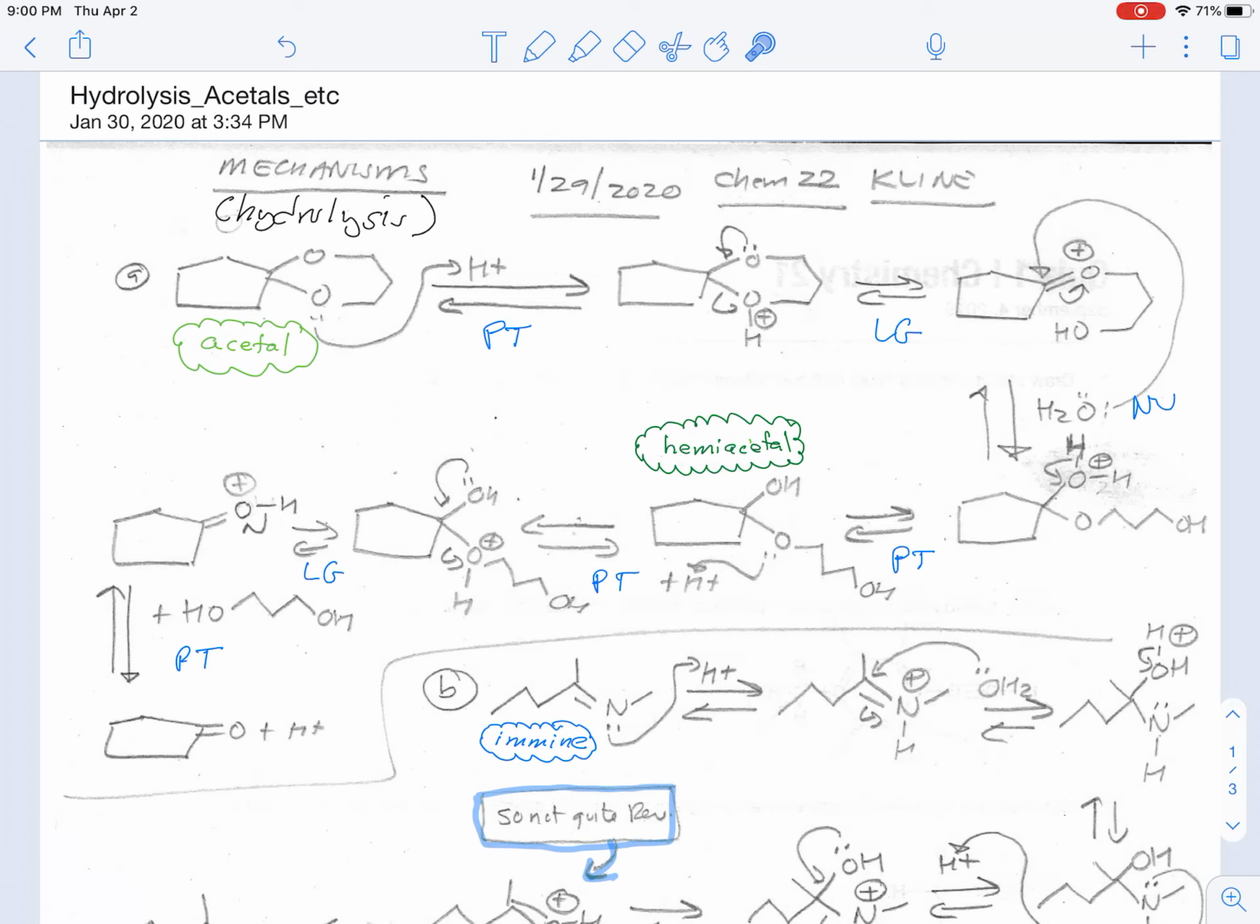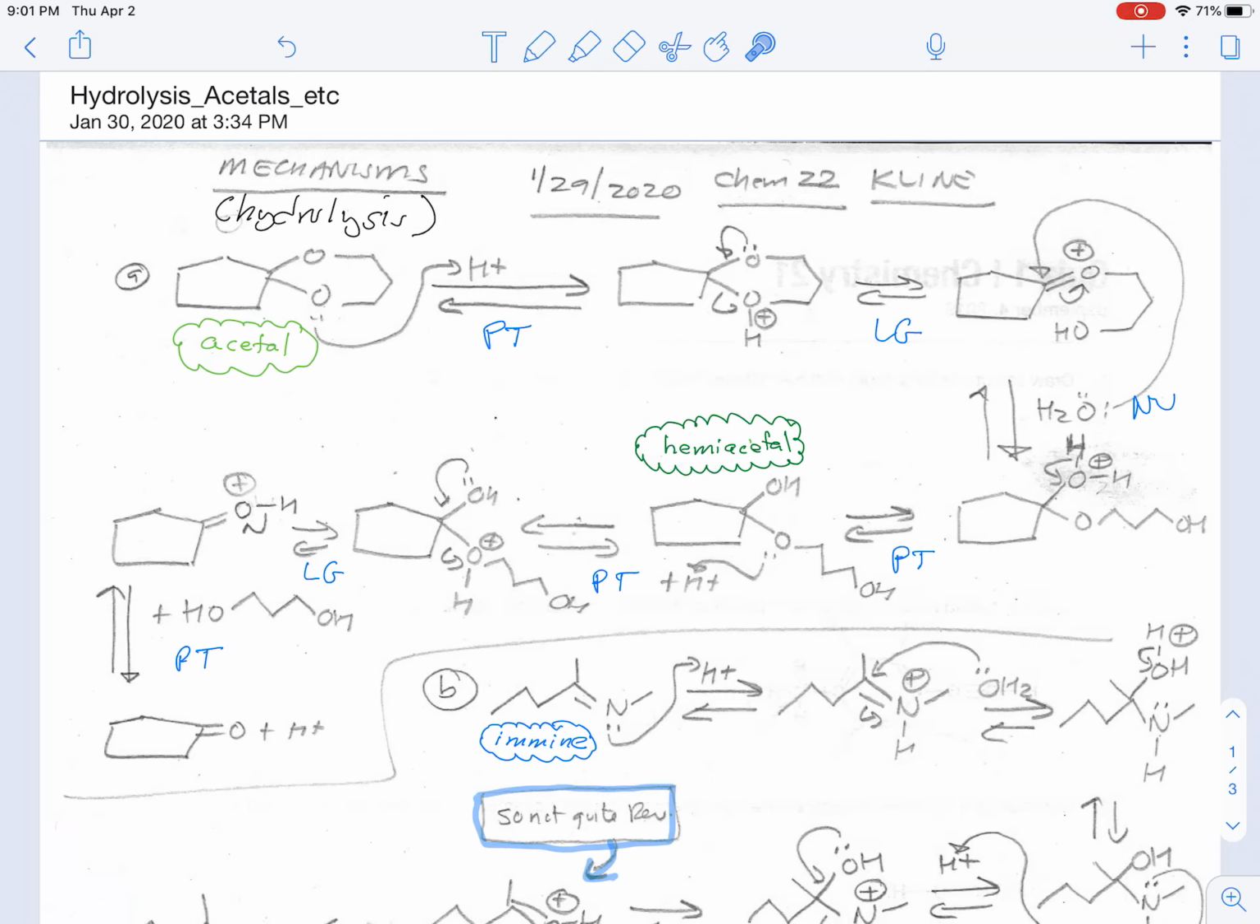Now we need to get rid of this group, so we're going to protonate it and make it into a better leaving group. Then, very similar to the step where the first leaving group left, this leaving group leaves in much the same way, and the lone pair on the oxygen moves in. Now we have the conjugate acid of the carbonyl compound, and again, this can either lose its proton on its own, or you can proton transfer it with something else.